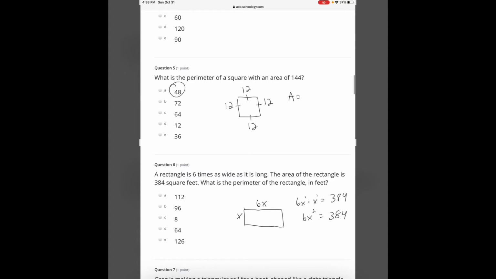Get x squared by itself, let's divide both sides by 6. 384 divided by 6, what is that going to give us? 384 divided by 6 gives me 64. X squared equals 64. So what is x? X is going to be 8. So on my rectangle, you'll have 8, 8, 6 times 8 is 48, 48. Let's find the perimeter now. Add all the sides together.